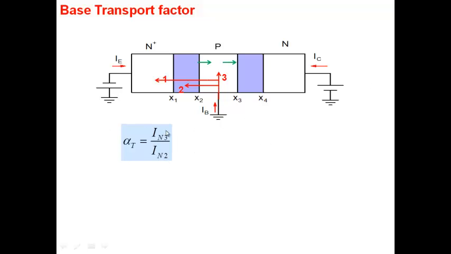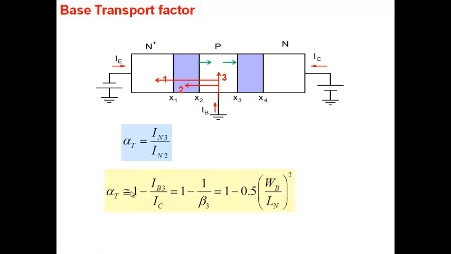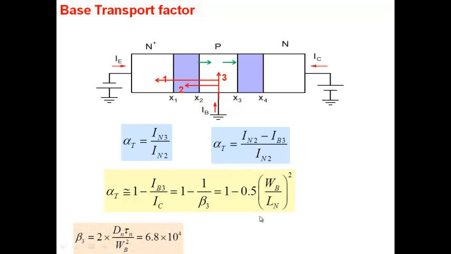So IN3 by IN2. Of course, you want this factor to be close to 1. And it's related to, obviously, beta 3 here. So, one can easily show alpha T is 1 minus IB3 by IC. So 1 minus 0.5 WB by Ln square. Okay. So alpha T is here. And so alpha T is very, very close to 1 here for our case because beta 3 is very high. So base transport factor is practically 1. All the electrons that are injected, they reach the collector end. So that's our component number 3, right?